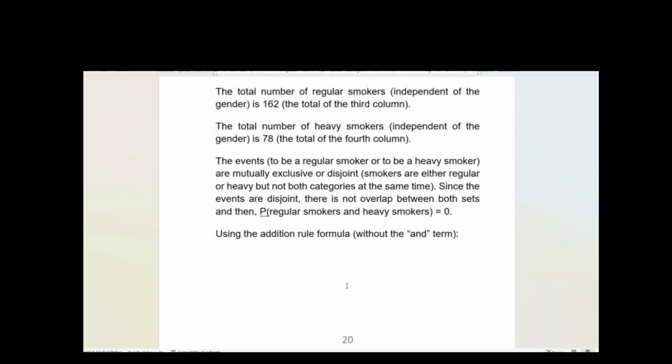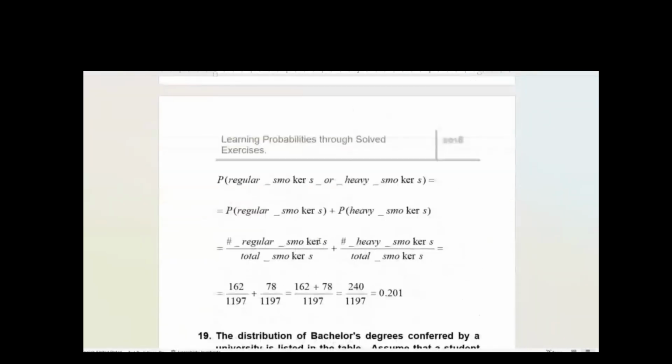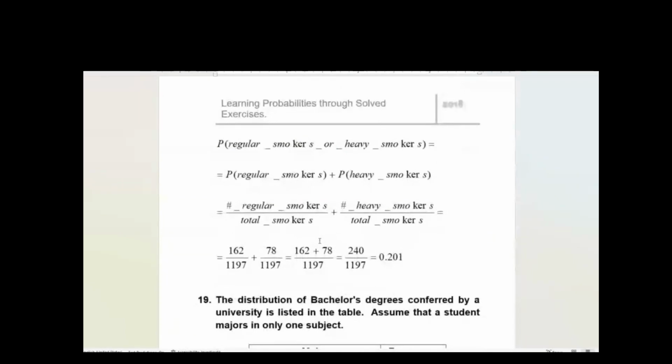So since these events are disjoint, there is no overlap between both sets, then the probability of regular smokers and heavy smokers is 0. Using the addition rule formula, we get that the probability of regular smoker or heavy smoker is equal to the probability of regular plus the probability of heavy, which is 162 over 1197 plus 78 over 1,197. It gives you 240 over 1,197, which is equal to 0.201.